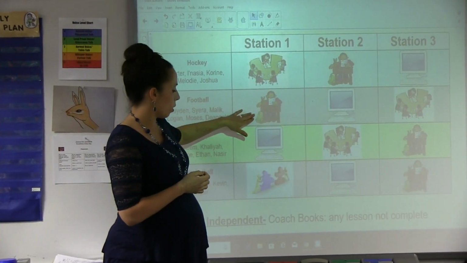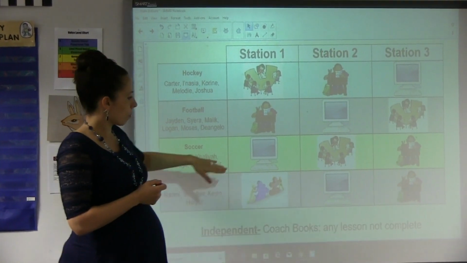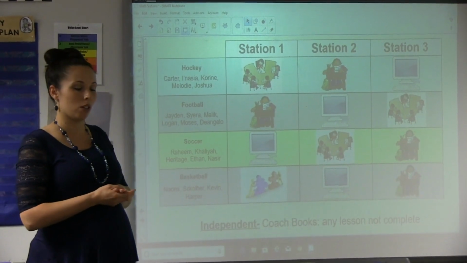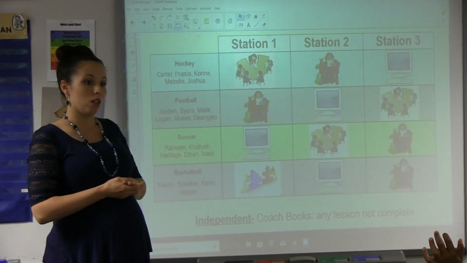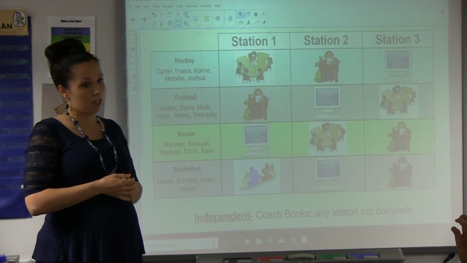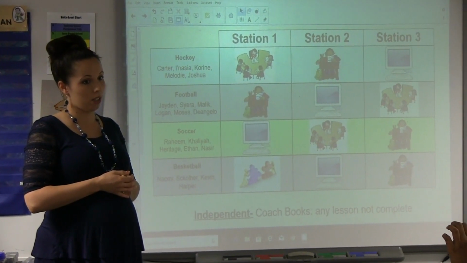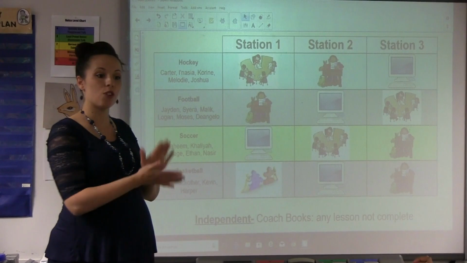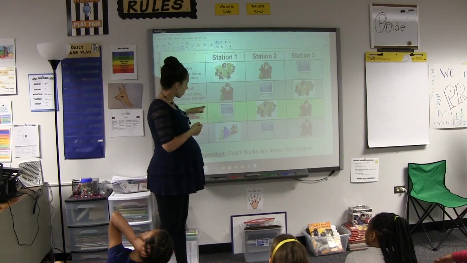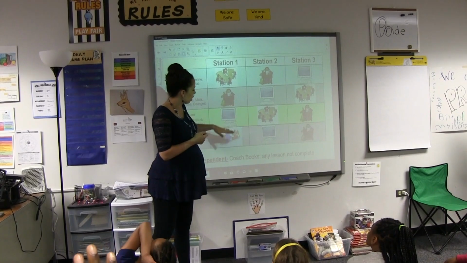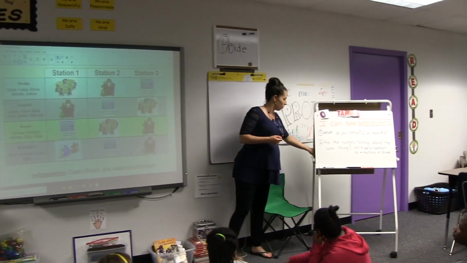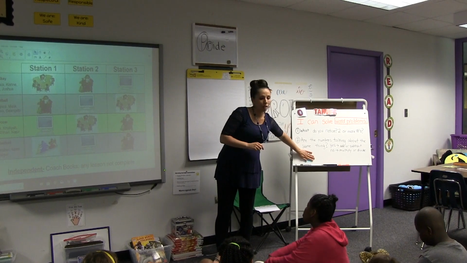So you are coach books when you are independent. Computer, we are on Dreambox. What do I expect when you are on Dreambox, Logan? Get lessons done without, so like say if you're on Dreambox, don't be playing around. Right, you're focused on the math, getting those lessons done. And then the only other new station is the challenge, and the challenge is the same one that your group worked on before. All right, we're going to begin in just a second.